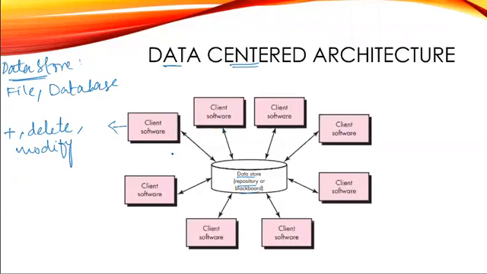So that is the first part. Now, a variation of this approach is called the blackboard approach.